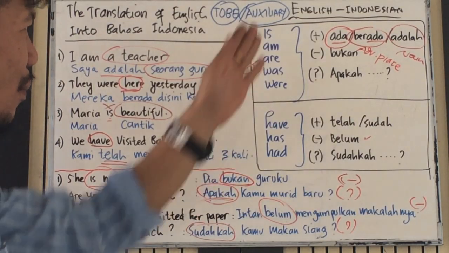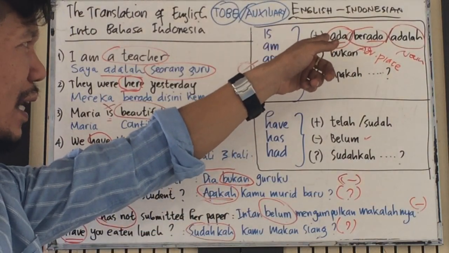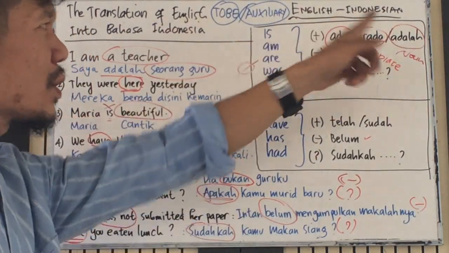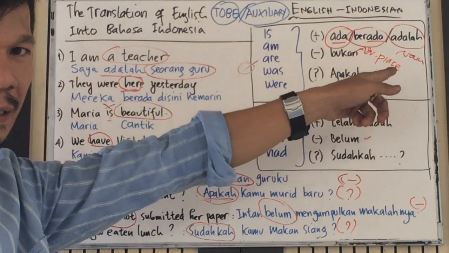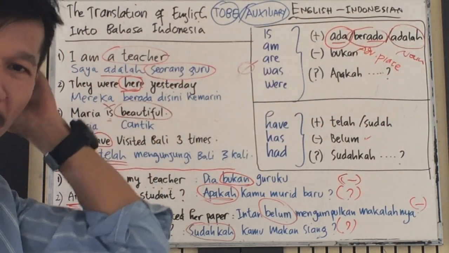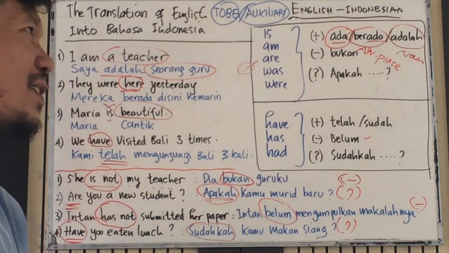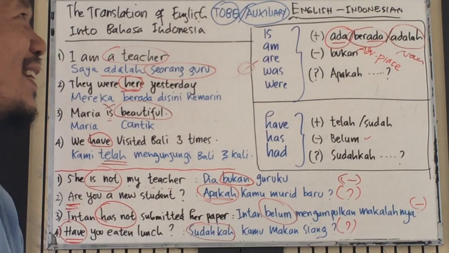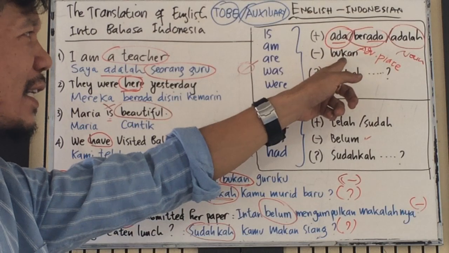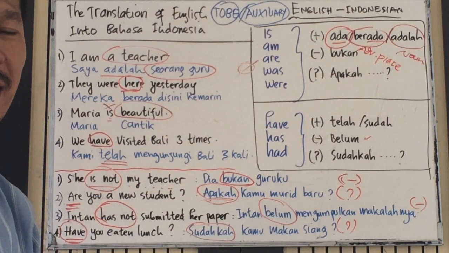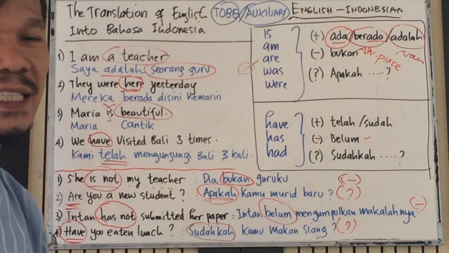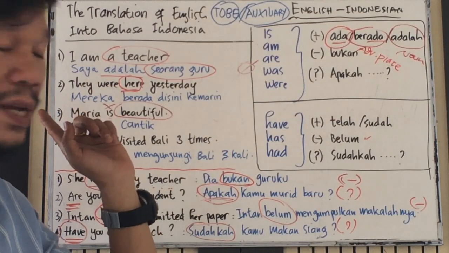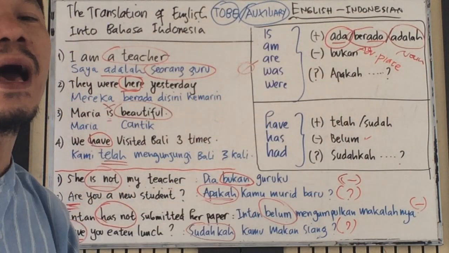Okay, so remember is, am, are, was, were. In a statement, we translate into ada, berada, or adalah. Ada and berada are the same. We translate into adalah if the to be is followed by a noun: a teacher, a man, a girl, a nurse, and so on. We translate into ada or berada if the to be is followed by an adverb of place. And we translate into bukan if the to be is followed by not, meaning a negative sentence. If we see the to be in front of the sentence, it means a question, so we translate the to be into apakah.